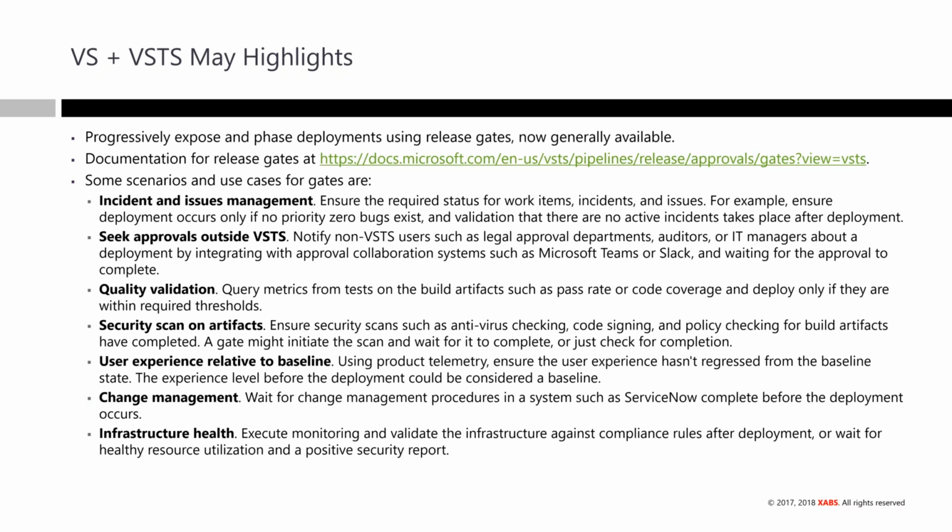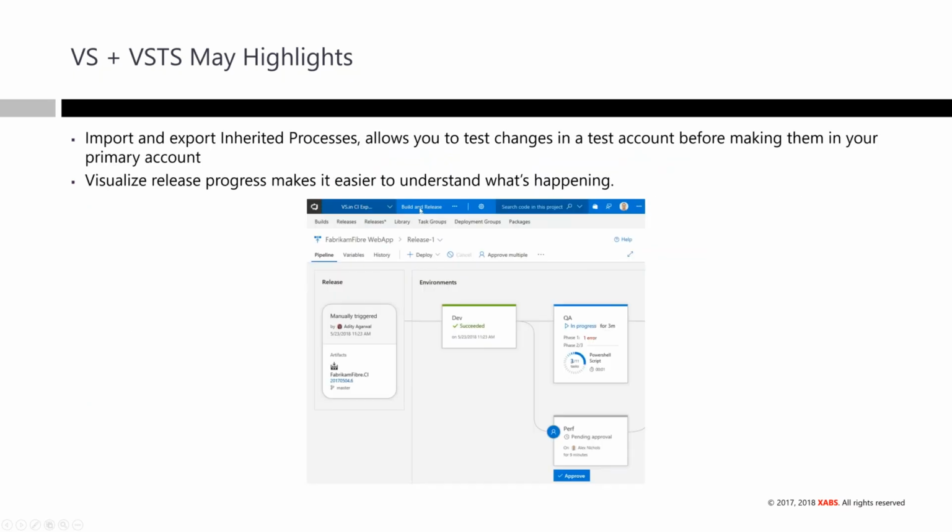Some scenarios for use cases for the gates: incident and issue, seeking approvals outside the STS. Quality, so if you have quality metrics from tests, and if you're doing automated testing, you could base it on that. And security, scanning the artifacts involved, and all the way down to infrastructure health, which is stuff running as it should. You can base your releases on that. If any of that external stuff fails, then the release will fail. So that's added a lot of extra stuff to how you can manage releases. That was nice. We use that extensively.